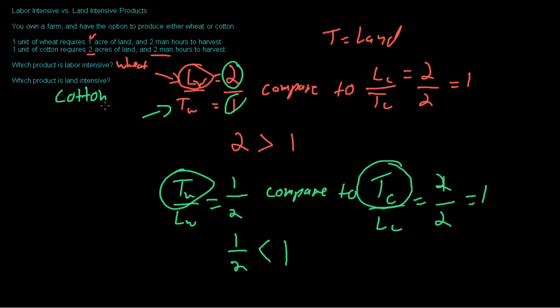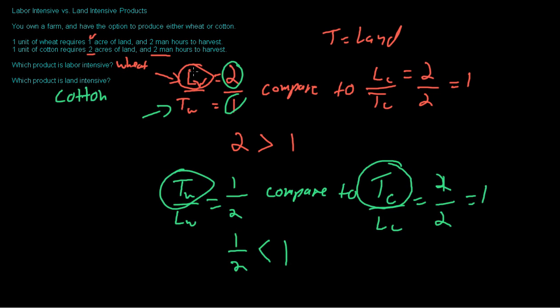And that's all there is to it. The things that I want to point out is that to talk about intensity, you need to be comparing two goods. You can only have a product or a good be labor intensive relative to another one. So if we were just talking about wheat, we couldn't talk about intensities. We have to have wheat and cotton, and we have to have that option to choose between the two. And then the calculation is simple.